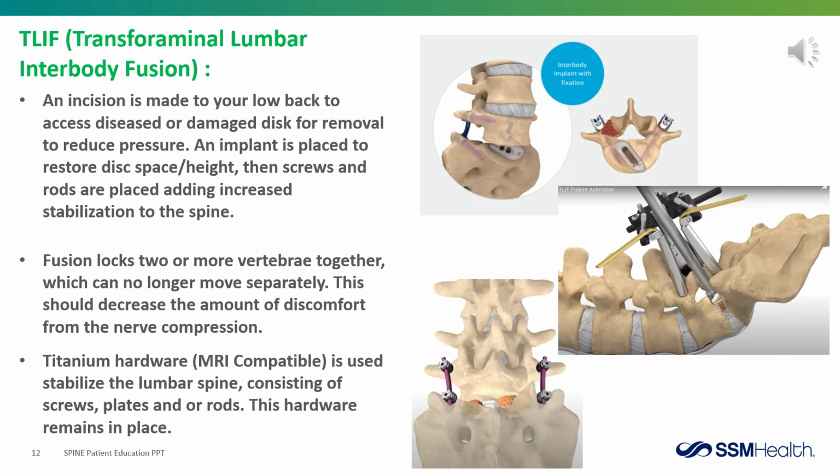Lumbar fusion, TLIF, or transforaminal lumbar interbody fusion, is an approach in which an incision is made to your low back to access diseased or damaged discs for removal to reduce pressure. An implant is placed to restore disc space or height, and then screws and rods are placed, adding increased stabilization to the spine. The fusion locks two or more vertebrae together, which can no longer move separately.